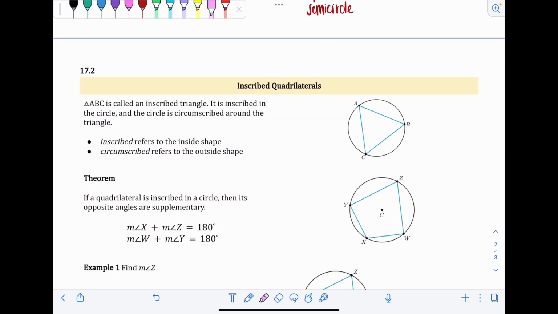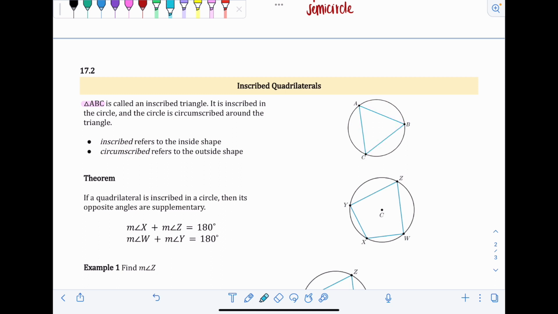Moving down to 17.2, it's inscribed quadrilaterals, and we're just going to start off with vocab. So triangle ABC is an inscribed triangle. It's this triangle inside here. It is inscribed inside the circle, and the circle is circumscribed around the triangle.